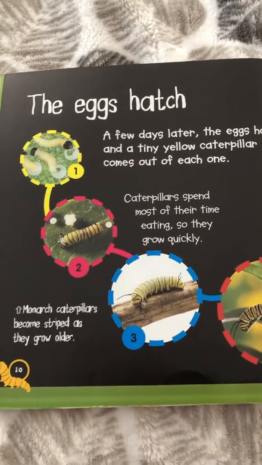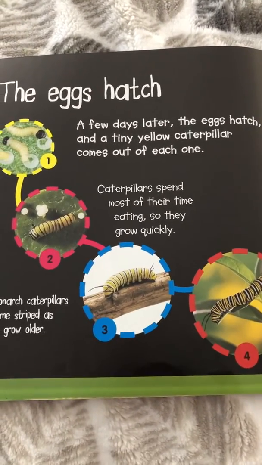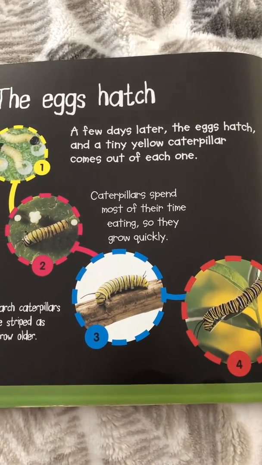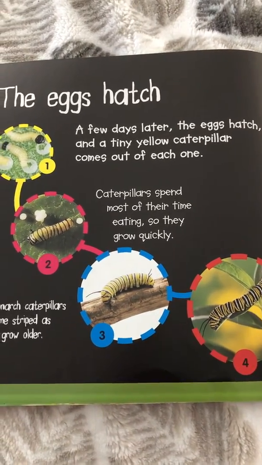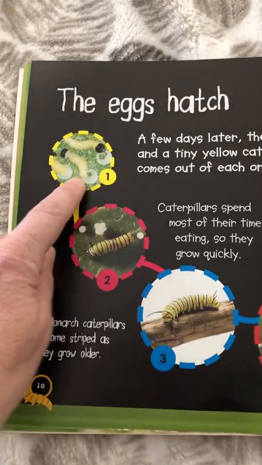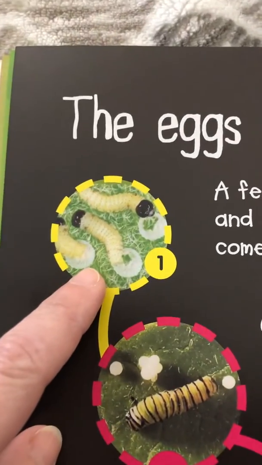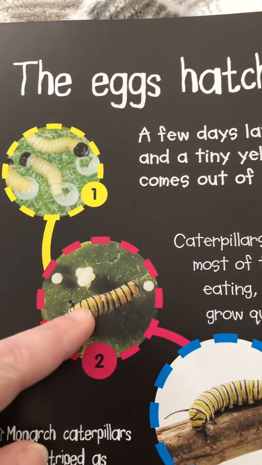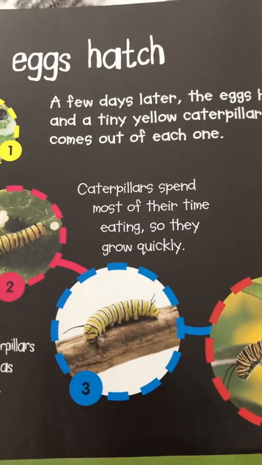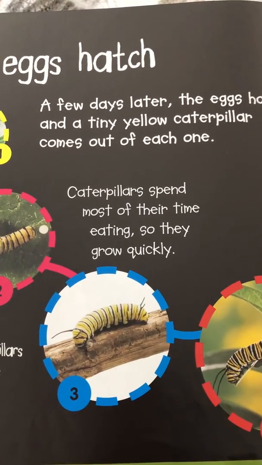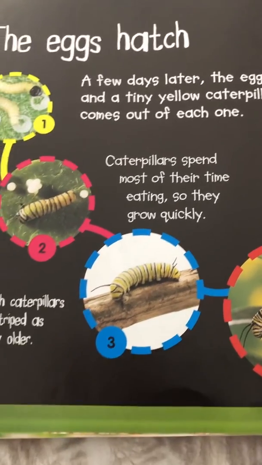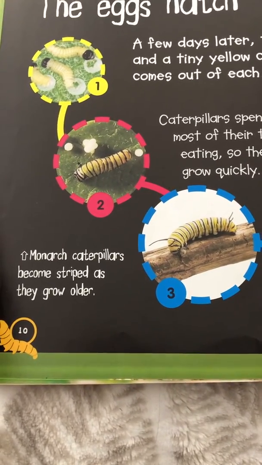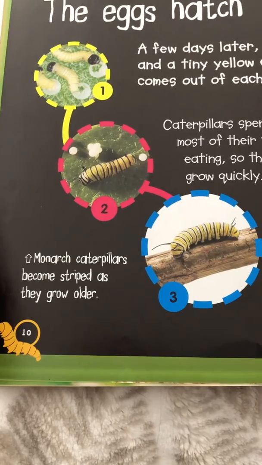The eggs hatch. A few days later, the eggs hatch, and a tiny yellow caterpillar comes out of each one. So this is what they look like when they're coming out of the egg. And then that's what they look like a little bit later. Caterpillars spend most of their time eating, so they grow quickly. Monarch caterpillars become striped as they grow older.